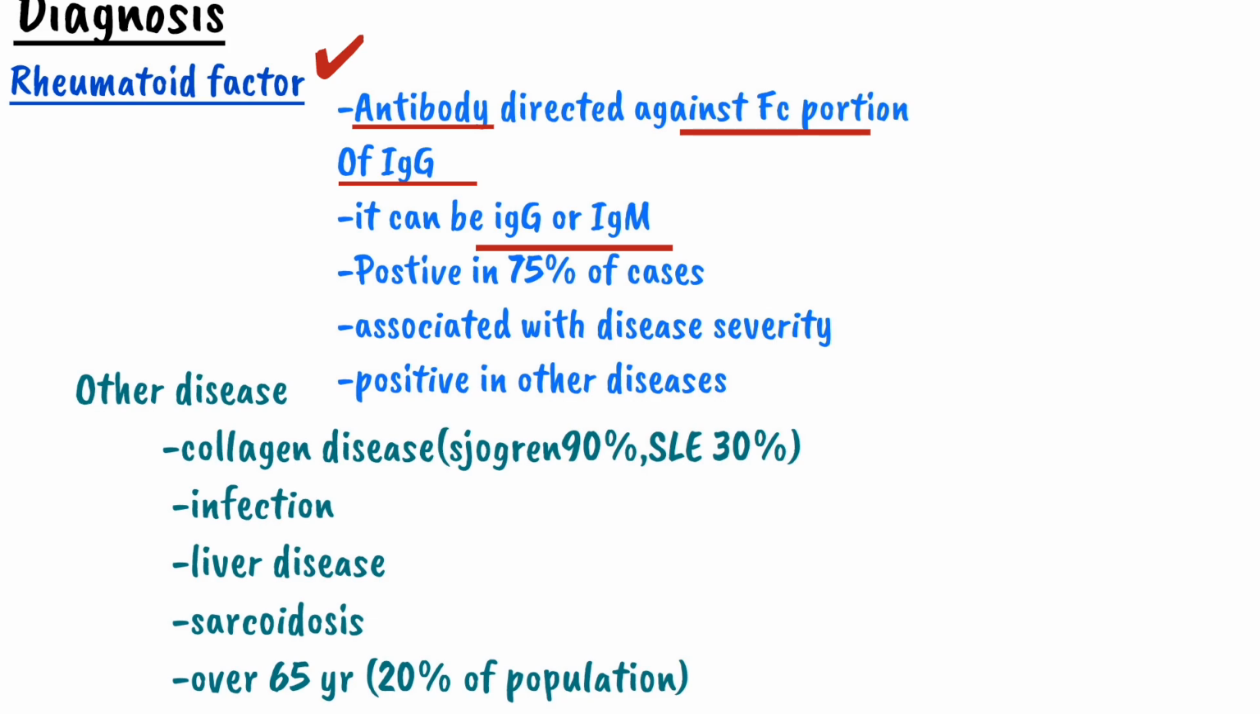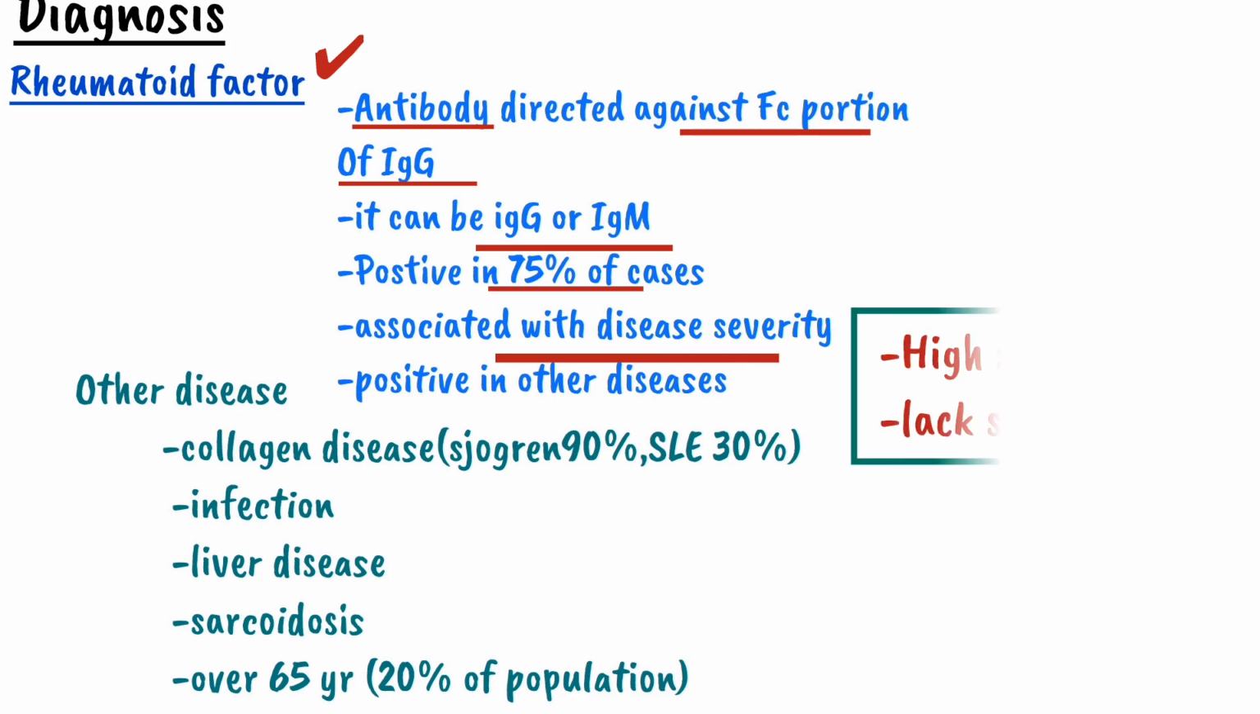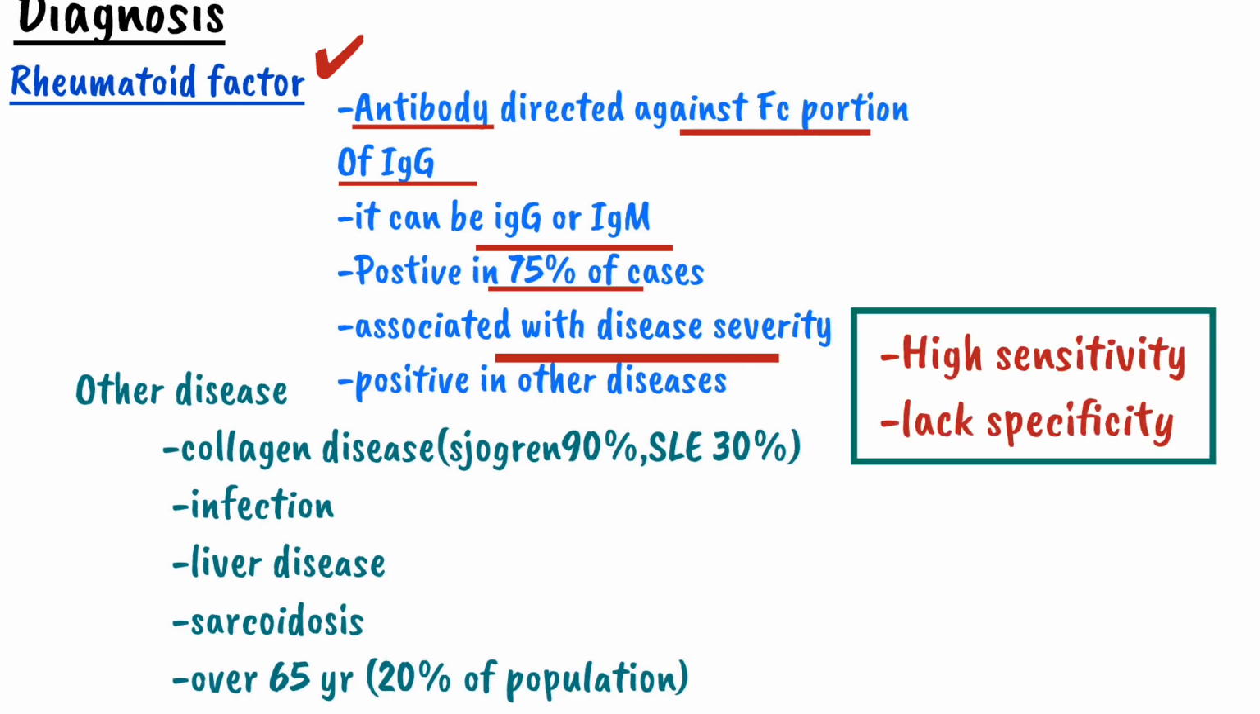It is positive in about 75% of cases. It is associated with disease severity. The rheumatoid factor has high sensitivity, but it lacks specificity.